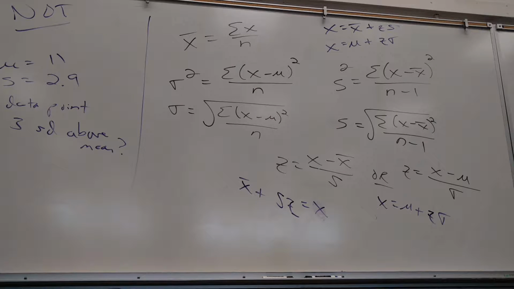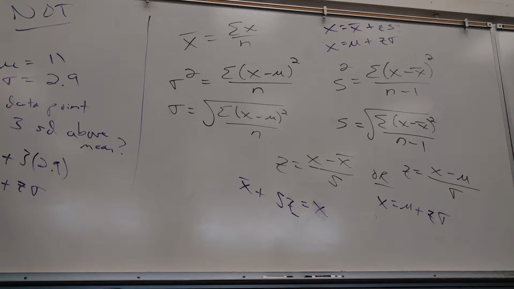11. Okay, now, what would the math look like to do that? 11 plus 2.9. Yes, I want to start at 11, and I want to go up 2.9, 3 of these. Isn't that mean plus z sigma? Or I've used mu and s, but oh well. I didn't do that on purpose. All I needed was a mean and the standard deviation. That's all I care about.